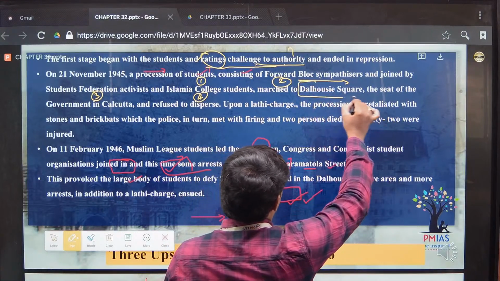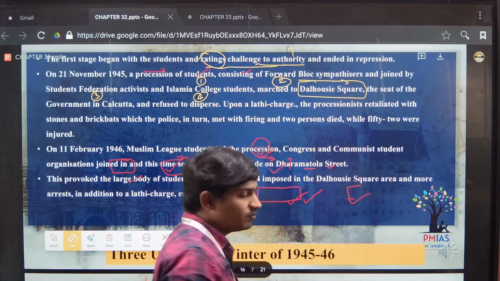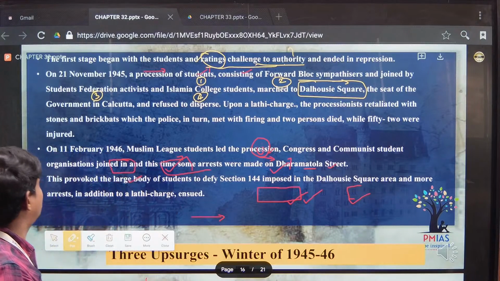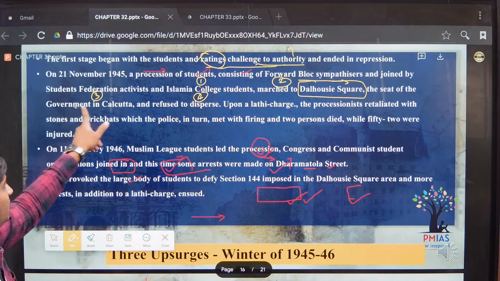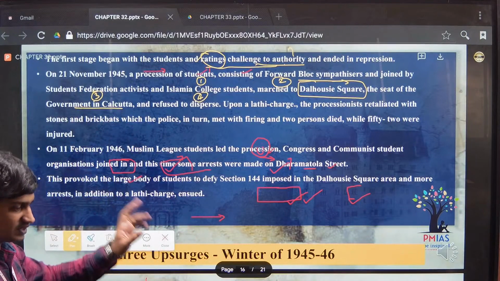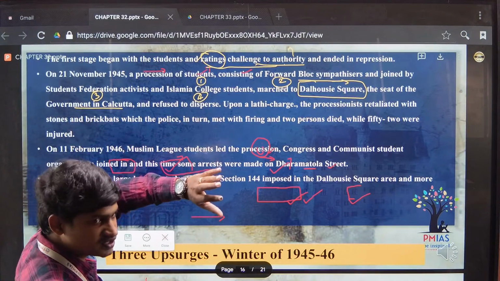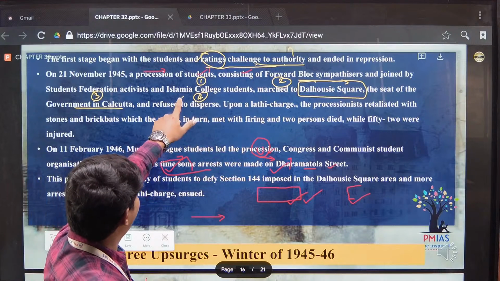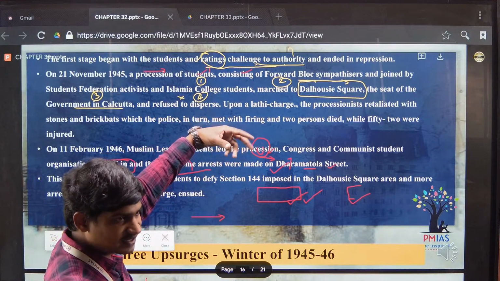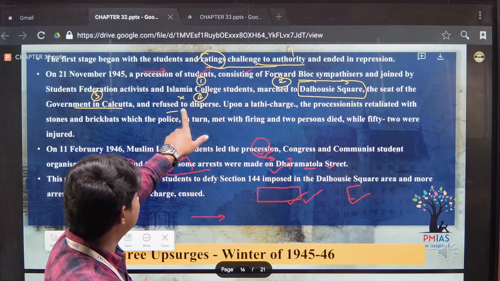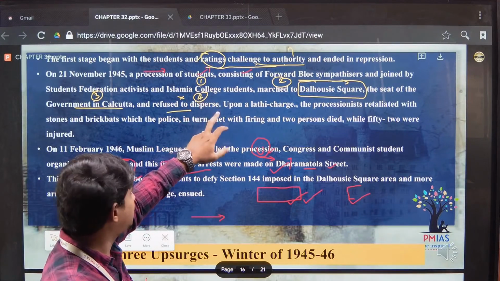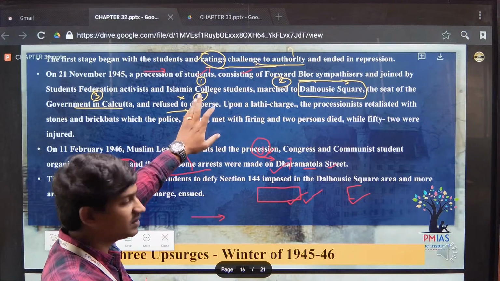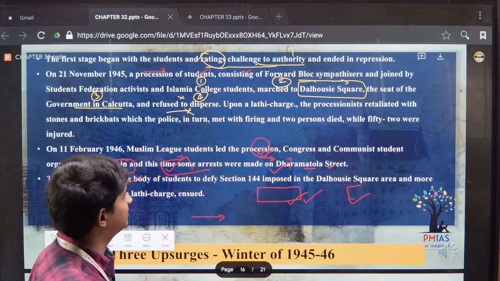Here, they planned to march towards Dalhousie Square, that is, the seat of government in Calcutta. They were marching towards that office, and the police and the British officials said: please don't do this, kindly stop this activity, and disperse from here.